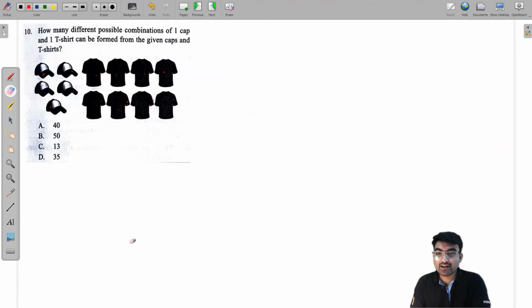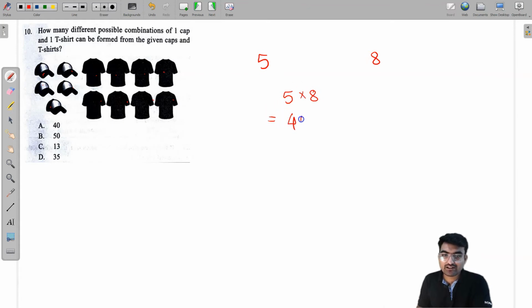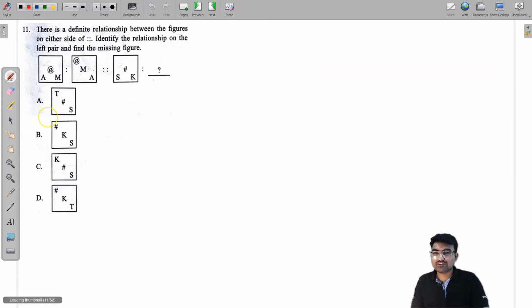Question number 10. How many different possible combinations of one cap and one t-shirt can be formed from the given caps and t-shirts? Okay, so how many caps are there? 5 caps. And how many t-shirts are there? 8. So the possible combinations are 5 into 8, that is 40. So option number A, correct. Moving on to the next question.